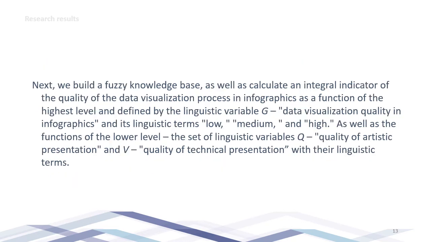Next, we build a fuzzy knowledge base as well as calculate the integral indicator of the quality of the data visualization process in infographics as a function of the highest level, defined by the linguistic variable G, data visualization quality in infographics, and its linguistic terms low, medium, and high, as well as the functions of the lower level, the set of linguistic variables Q, quality of artistic presentation, and V, quality of technical presentation, with their linguistic terms.